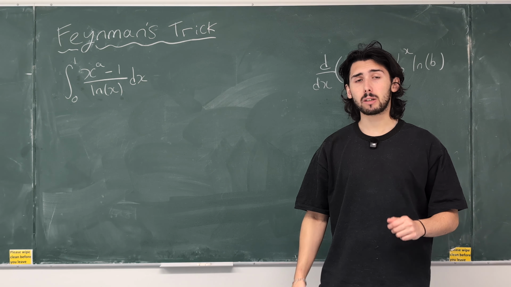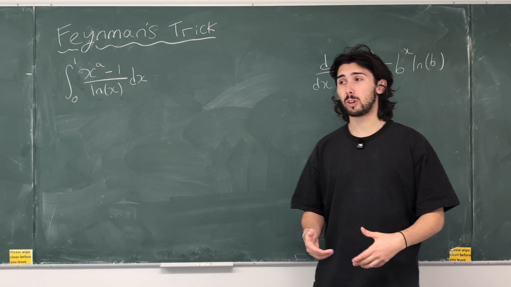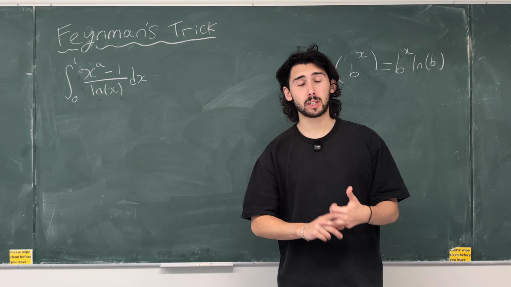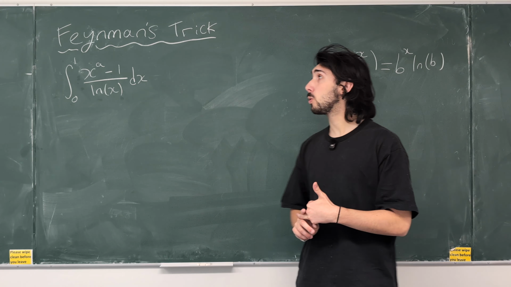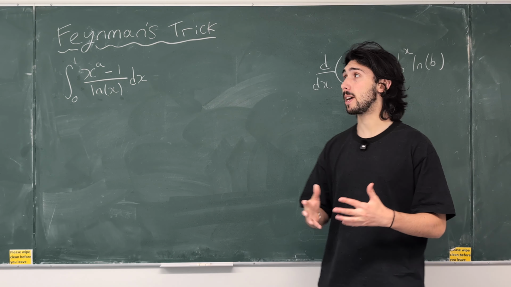In this video we're looking for the first time at something called Feynman's trick, or you could also call it differentiating under the integral sign, differentiating inside of the integral. It's also called Leibniz's trick or Leibniz's rule, that kind of thing.